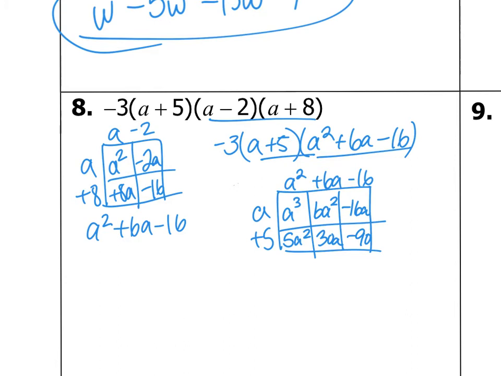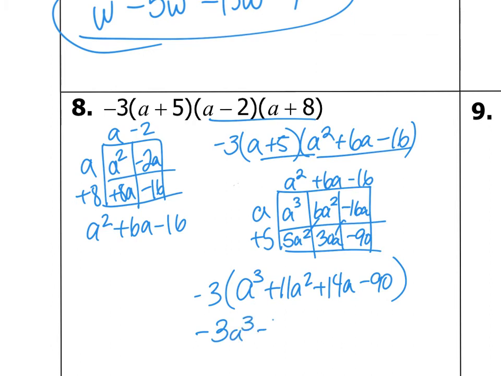So now I'm going to write this down again. So I've got a to the third. These add together, plus 11a squared. These add together, so 30 minus 16 is plus 14a. Then minus 90, all that times negative 3. So now that I've multiplied all the parentheses out and got it down to a single polynomial, last thing I'm going to do is distribute the negative 3 to everything. So I'm going to get negative 3a to the third minus 33a squared minus 42a plus 270.